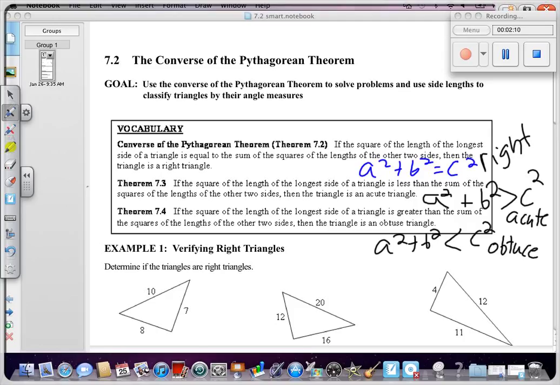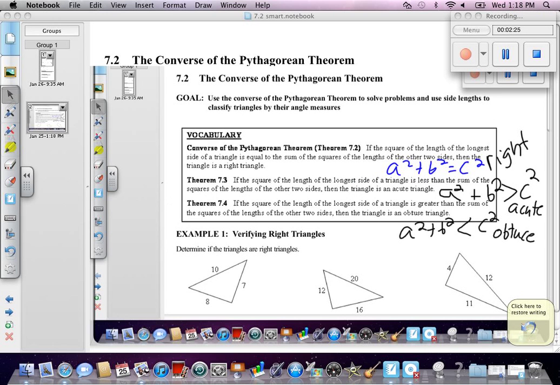Okay, so we're going to verify that these are right triangles. So, hold on one second. Unfortunately, I do believe this is going to disappear. But I will talk about this in a second. Right over there underneath where it's been all year.